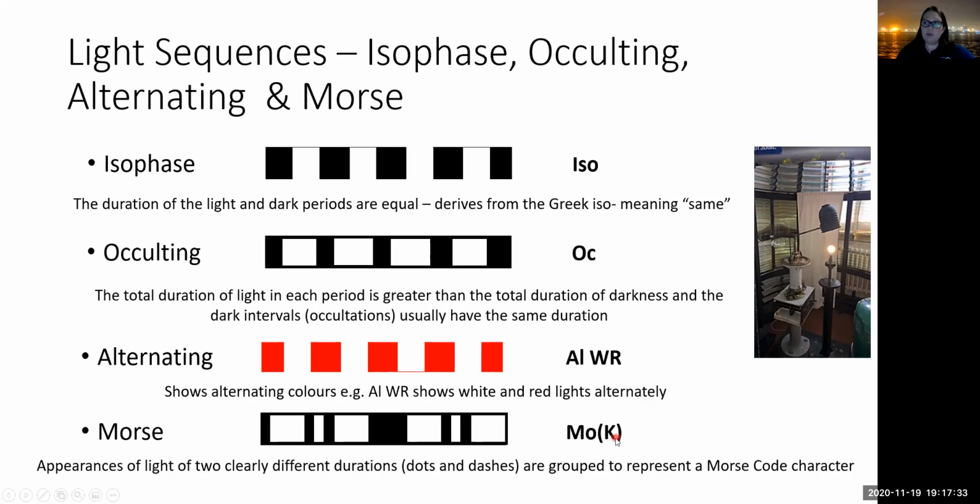And then the last one, which is probably the most complicated that we have, is the lights that flash a Morse sequence, okay? So a series of different durations. So the dots and the dashes, as we would use for signaling Morse, and they're grouped to represent a Morse code character. So in this case, we've got Morse code K, where we've got dash, dot, dash, period of darkness, and then we start the sequence all over again, okay? So really, that's all the ingredients that you need to be able to understand any of the light characteristics that you're going to see on the chart. So let's take a look at the charts.